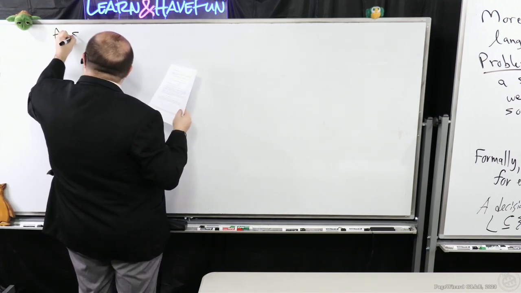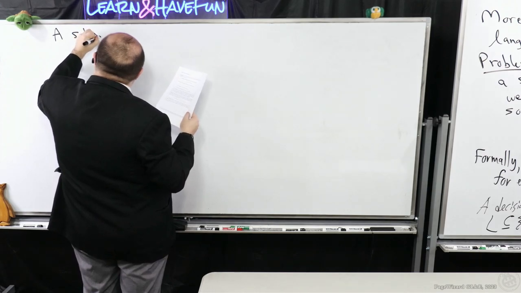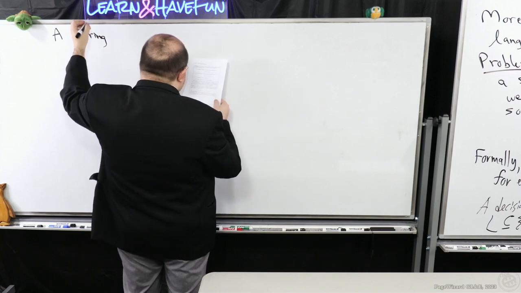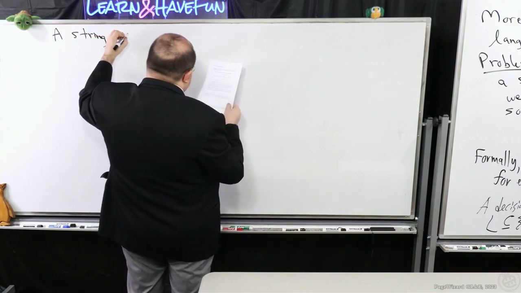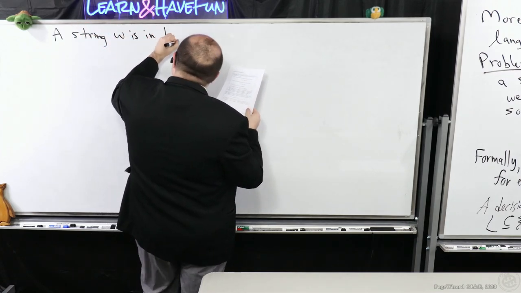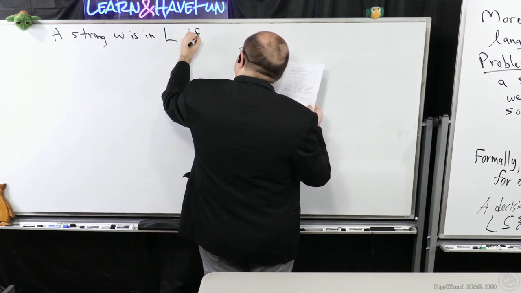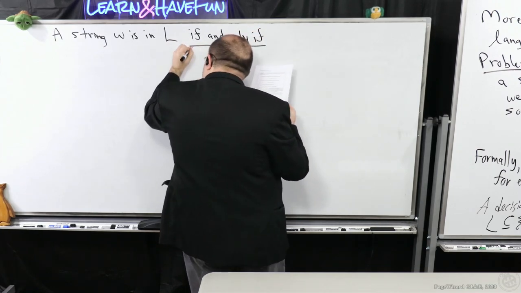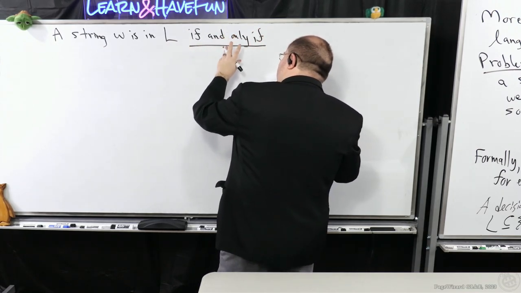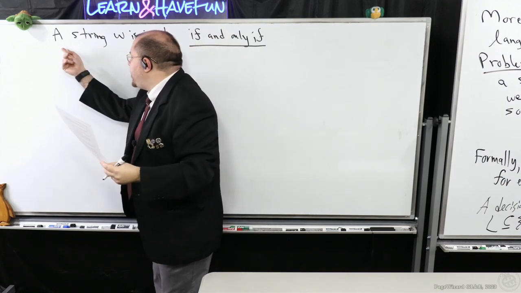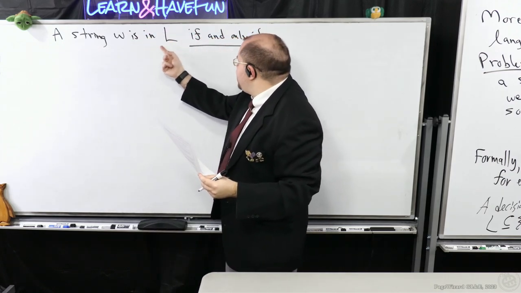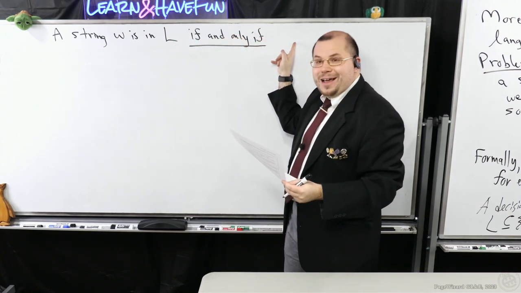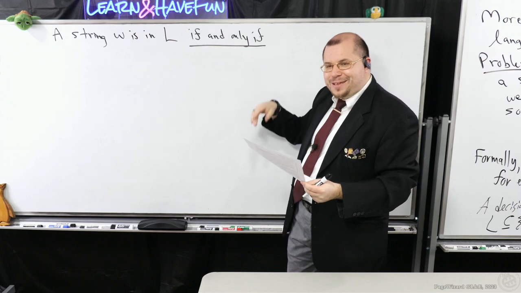So a string. Once you get the connection between these two things, which is as follows, a string W is in L if and only if, so just for context, for those that are aware of what if and only if means, whatever I write over here, if this is true, whatever comes after this also has to be true. If this is false, then whatever's coming after here is also false. So please keep that in mind.